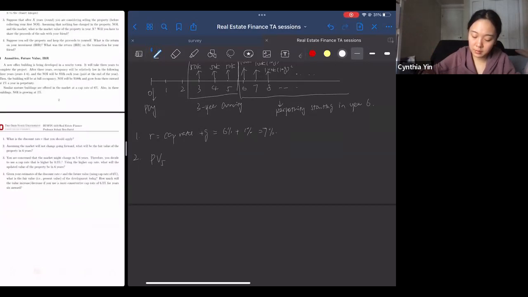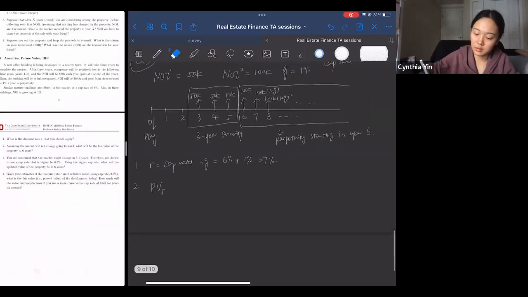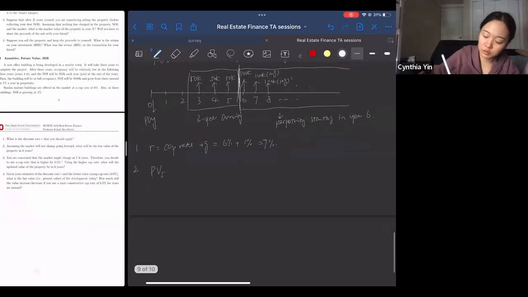So this might be a little confusing. The right interpretation is, suppose you get all the cash flow starting from year 6. What is the fair value of that? If you want to pay for that, then it should be 100K divided by R minus G. So it's 100K divided by 6%, which equals 1.667 million.